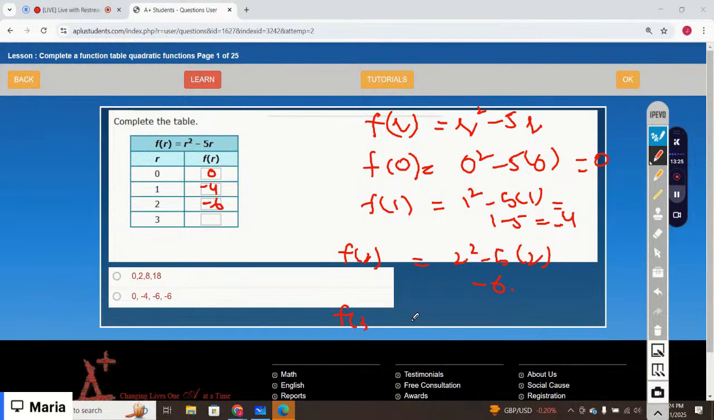Then f of 3 is 3 square minus 5 times 3. 3 square is 9. 9 minus 15 is -6. So the values are 0, -4, -6, and -6. So option number 2 is the correct option. Got it?